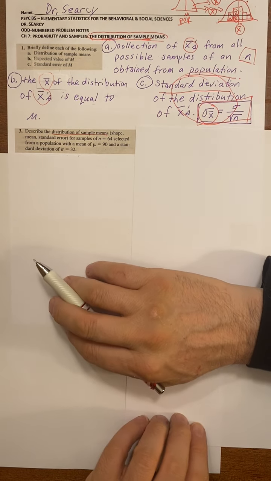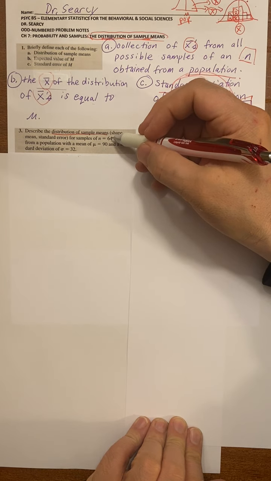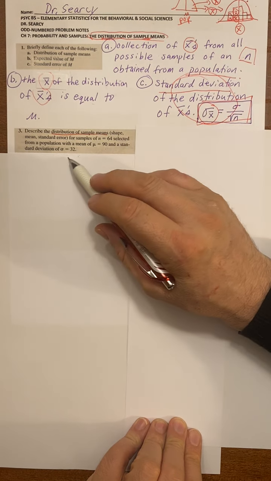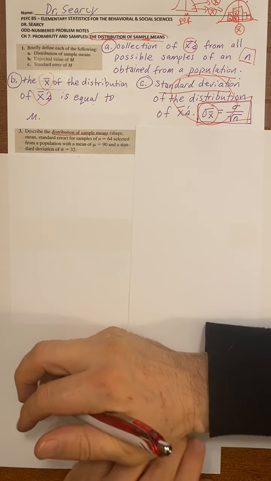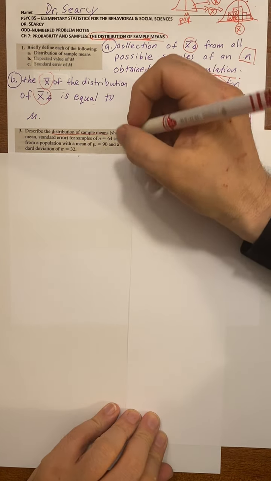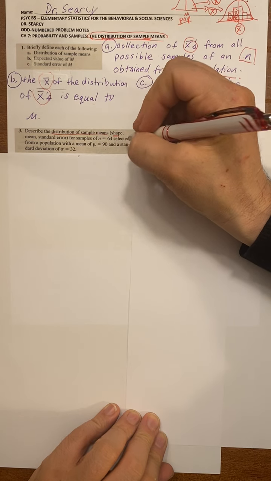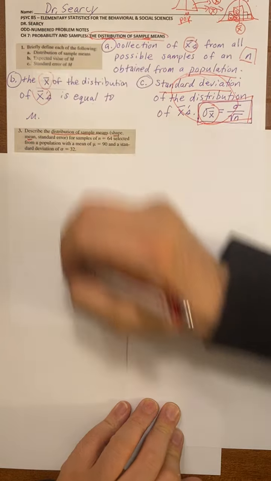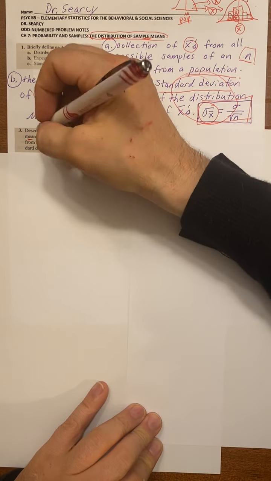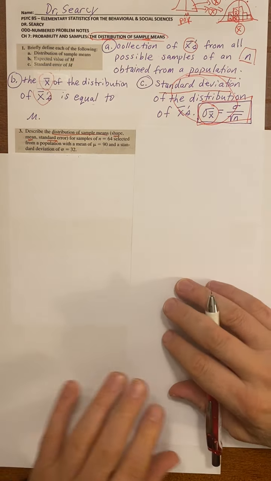Okay, so they gave us a particular set of data to work with. But what they want us to do with that particular set of data is to describe the shape of the curve that it's a part of, how the mean is working here, and what the standard error is.